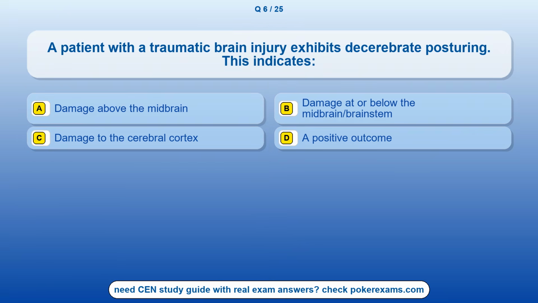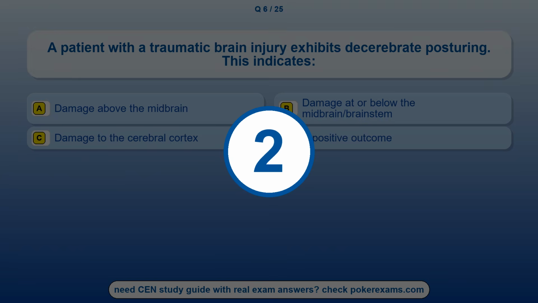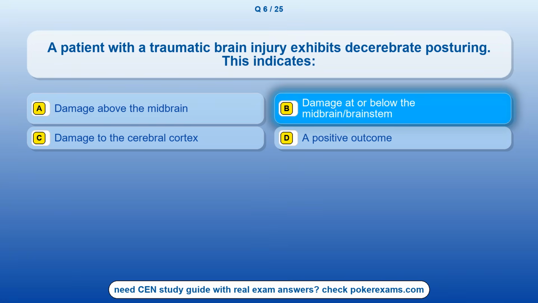Question 6. A patient with a traumatic brain injury exhibits decerebrate posturing. This indicates: Option A, damage above the midbrain. Option B, damage at or below the midbrain/brainstem. Option C, damage to the cerebral cortex. Option D, a positive outcome. The correct answer is option B, damage at or below the midbrain/brainstem.